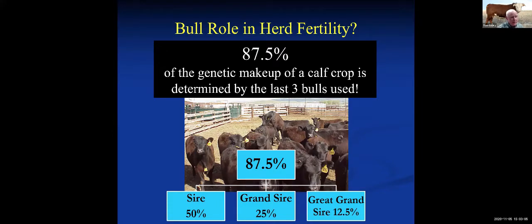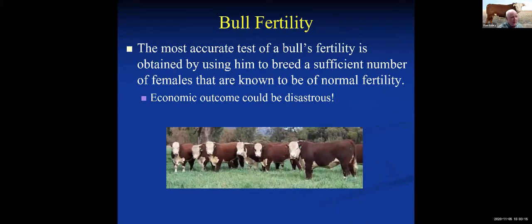In addition to the role of the bull in herd fertility, the role of the bull in individual breeding season fertility is obviously extremely important. I can hear Dr. Dick Sackey saying that the most accurate test of a bull's fertility is obtained by using him to breed a sufficient number of females that are known to be of normal fertility. And it's exactly right. Of course, we can't do that for every bull because the economic outcome could be disastrous for those bulls of low fertility. And by the time we determine the bull's fertility, it might be a little bit too late.